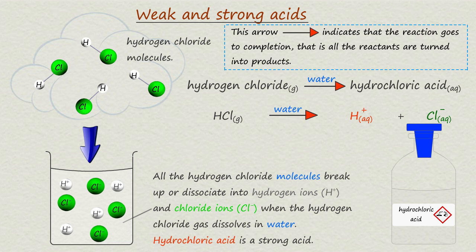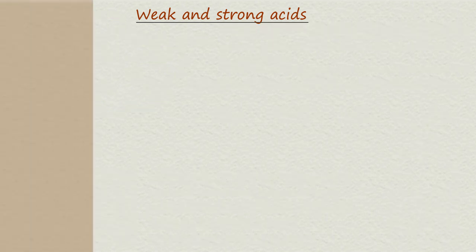Now the type of arrow used in these two equations tells us that hydrogen chloride molecules break up or dissociate completely to form hydrogen ions and chloride ions. The arrow indicates that the reaction goes to completion, that is, 100% of the hydrogen chloride molecules break up and dissolve to form hydrogen ions and chloride ions. This means that hydrochloric acid will be a strong acid with a low pH.